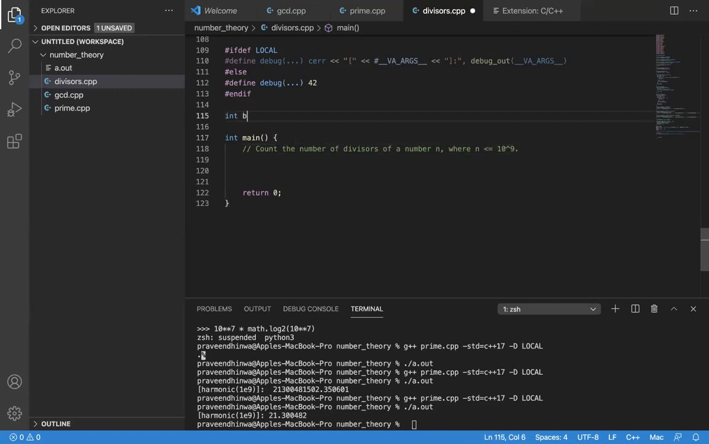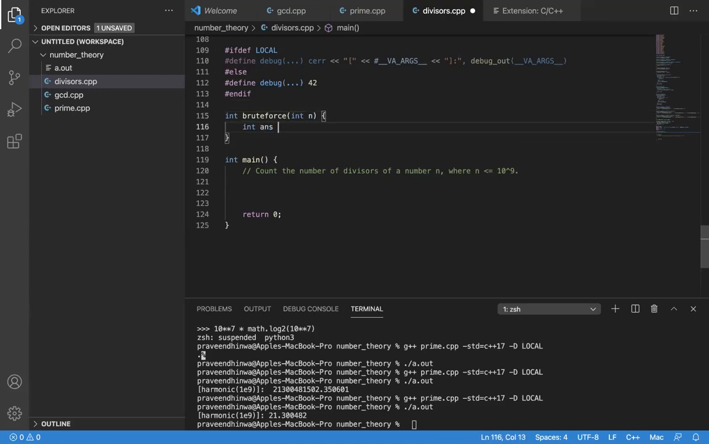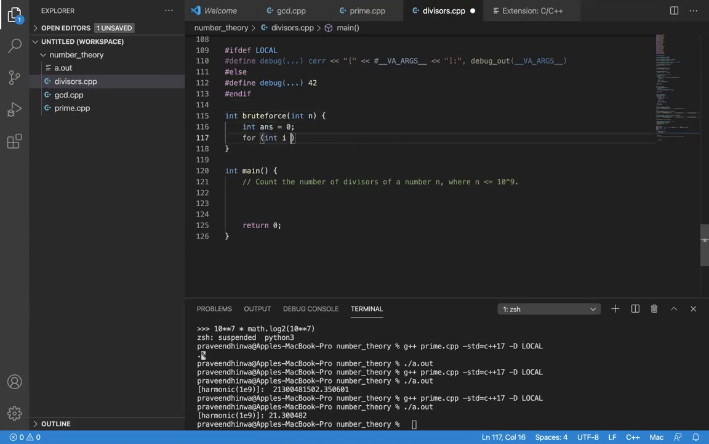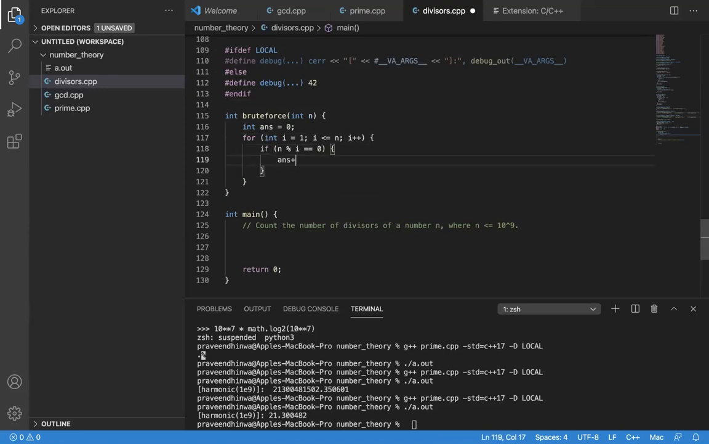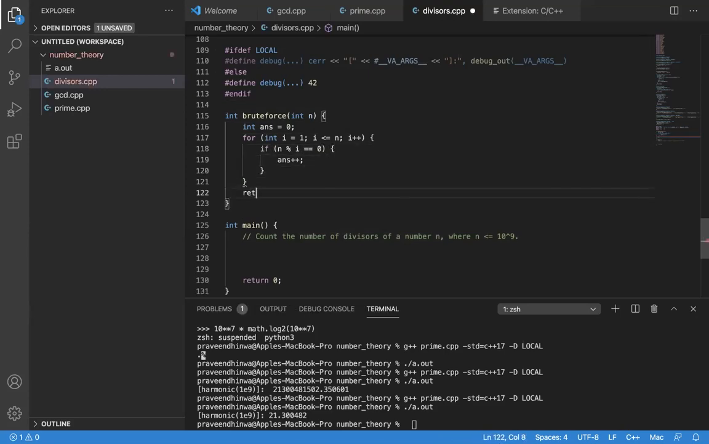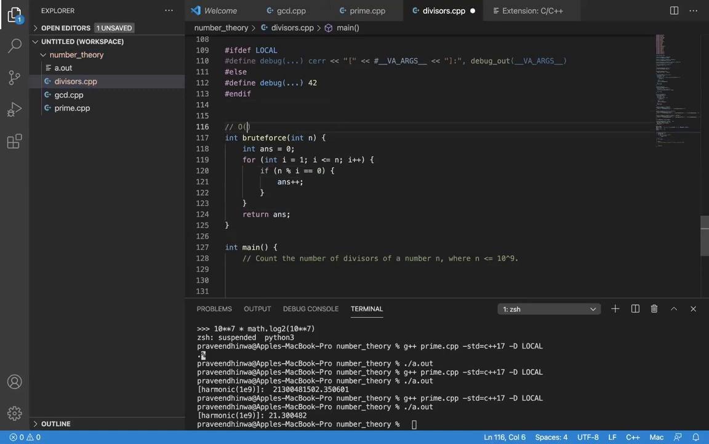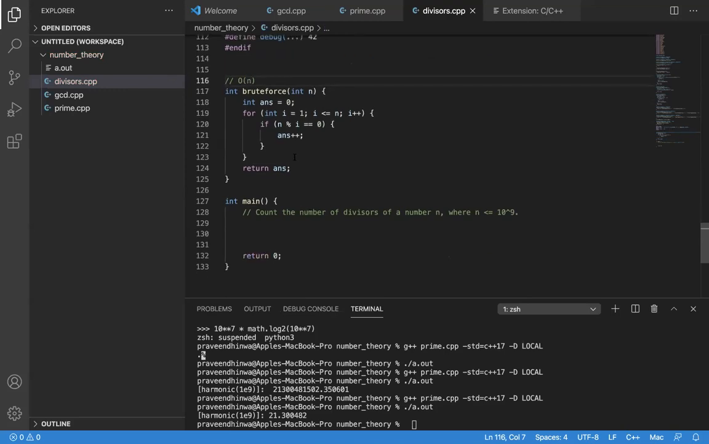So let's write brute force quickly. What do you do? int answer equal to 0. Then for int i equal to 1, i less than or equal to n, if n % i is equal to 0, you say answer plus plus, and then you return answer. So this is your brute force. What will be the time complexity of this program? Order of n. Is the brute force program clear?